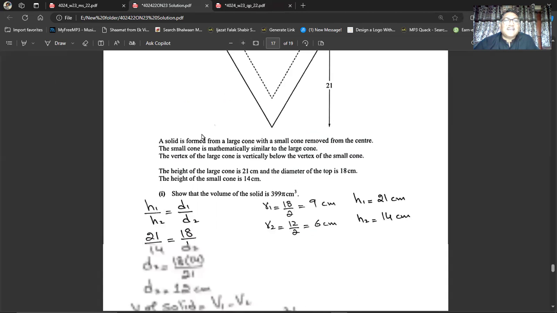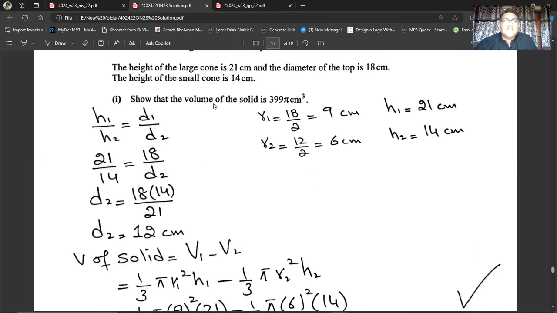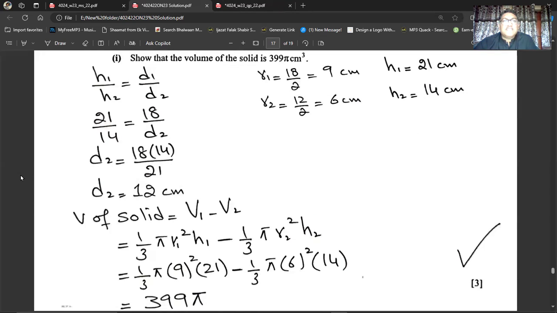Let me increase the size now. You can see the whole thing. So this is how I have done it. I hope you understand. This was to show. So we have shown the volume of the solid is this much. I hope you understand this. If you want to take time with this, you can pause the video.